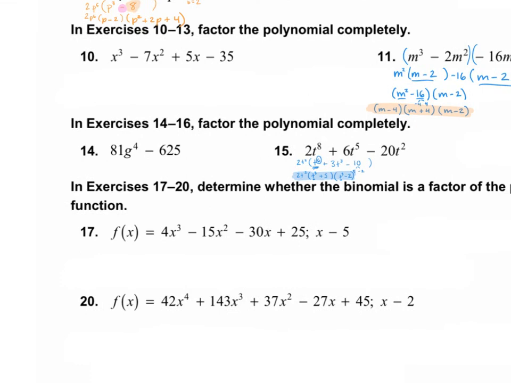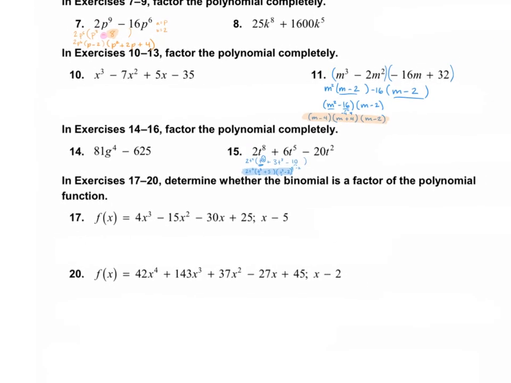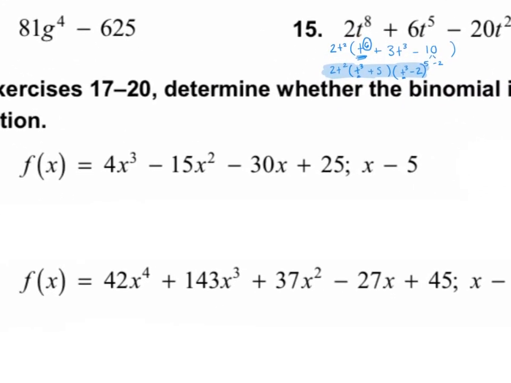Let's look at 17. Determine whether the binomial is a factor of the polynomial function. How can we determine if this is a factor? Synthetic division. So what goes on the inside? 4, negative 15, negative 30, and 25. Are we missing any terms? No. Always check and see if you're missing any terms, because you have to have all of your exponents represented here. But we're good. We're not missing anything. What's going to go on the outside?